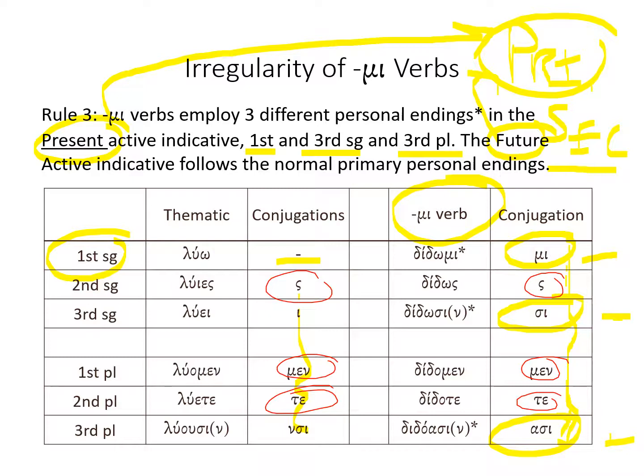The second singular and first and second plural match what we would have with normal verbs, not the irregular mi verbs. So a few differences. Now here's how we can simplify this. We already know the first singular because it's didomi. The mi verb gives it away. So all we have to think about here is the third singular here and the third plural.